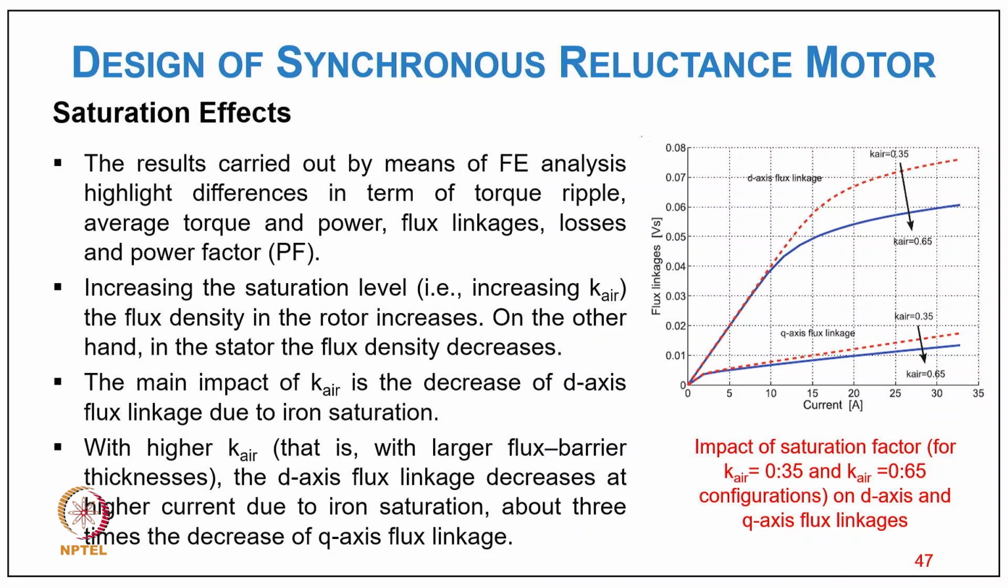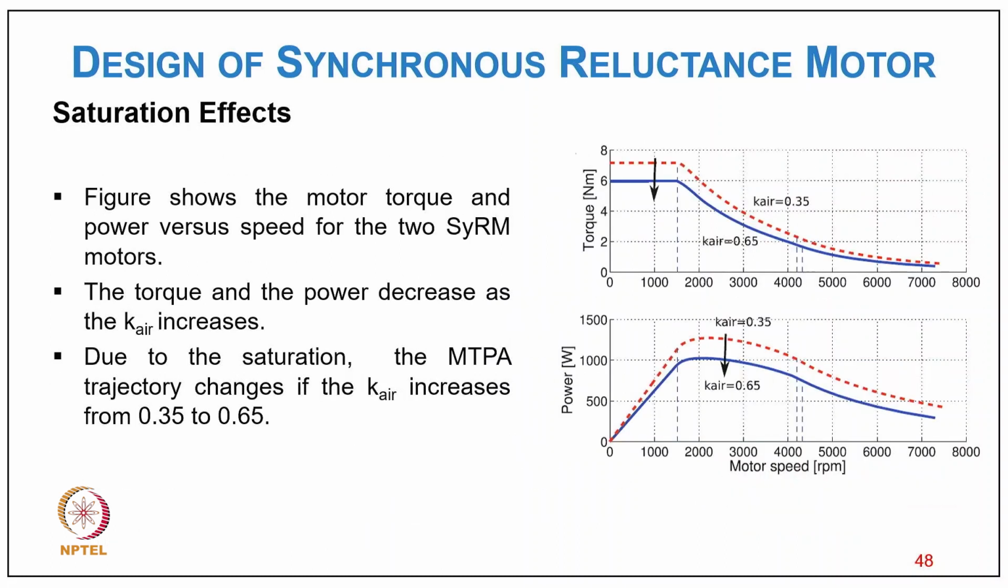So increasing the saturation level, that is increasing Kr, the flux density in the rotor increases. On the other hand, in the stator the flux density decreases. The main impact of Kr is the decrease of d-axis flux linkage due to iron saturation. With the higher Kr, that is with the larger flux barrier thickness, the d-axis flux linkage decreases at higher current due to the iron saturation, about 3 times the decrease in the q-axis flux linkage. You can see the impact of the saturation factor for Kr equal to 0.35 or Kr equal to 0.65 configuration, and on the d-axis and q-axis how they are decreasing in the two cases.